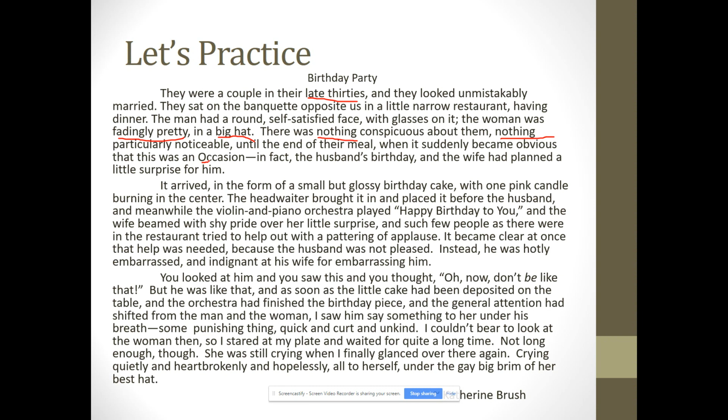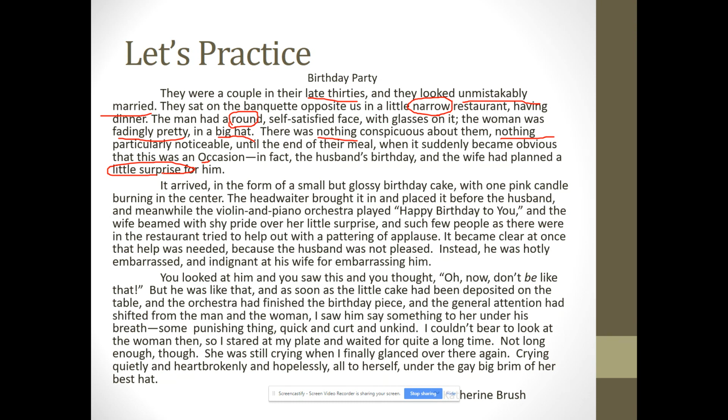I think that's interesting that the author says that the couple is unmistakably married, and I wonder what that means. I notice that the man has a round face, but they're in a narrow restaurant. I bet a narrow restaurant would feel cramped. I wonder if that would make the couple feel uncomfortable. At this point in the story, I'm still wondering what the little surprise is for him. Is it the husband's birthday?